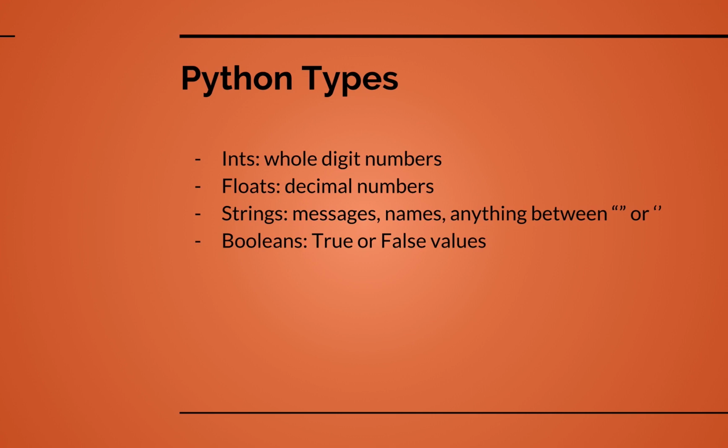And then finally, Booleans are perhaps the simplest. These are simply true or false values. So if it's not true, then it's false. And if it's not false, then it's true. Also note the capital T and capital F. Those weren't mistakes. That is actually the correct notation. It's capital T and capital F for true and false.